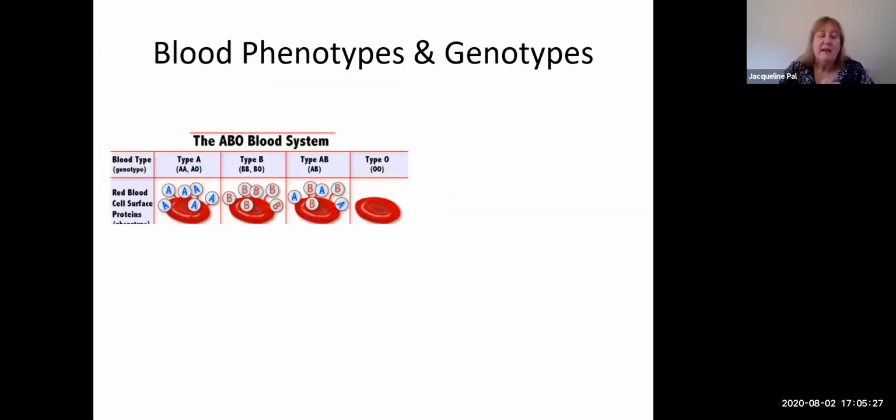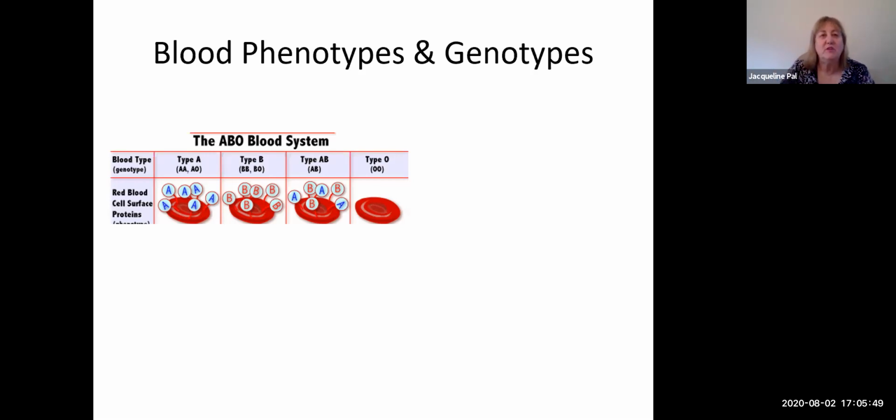Hi, welcome back. In this video, we're going to be learning about blood typing and everything related to that. When we're talking about blood typing, we're usually talking about what's known as the ABO blood system. That is like when people say, oh, I'm B positive or I'm O negative.